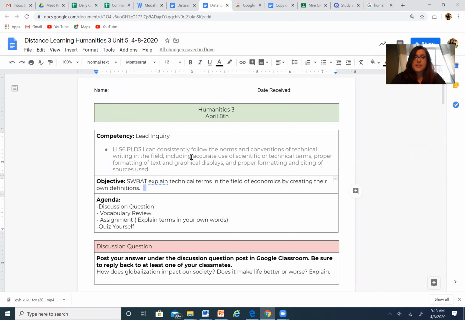We're still working on the competency of lead inquiry. In this case, what we're looking at is for you to be able to understand technical language, so economic vocabulary. You have learned a ton of new words, a ton of new terminology that you probably didn't use in your everyday language, and now you're starting to. So what we want to look at is the accurate use of technical terms.